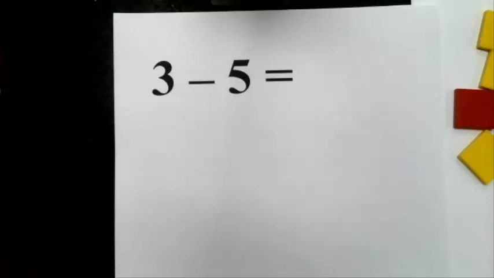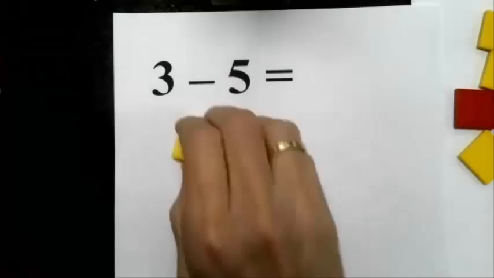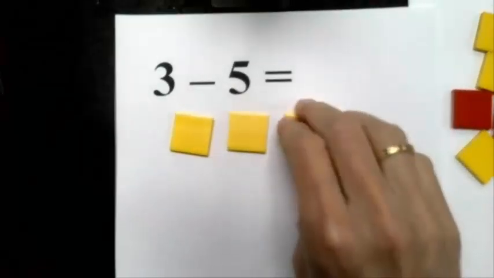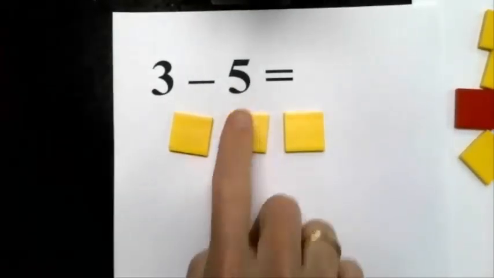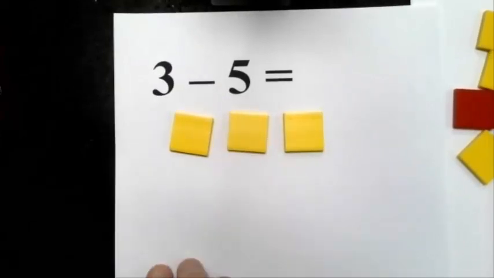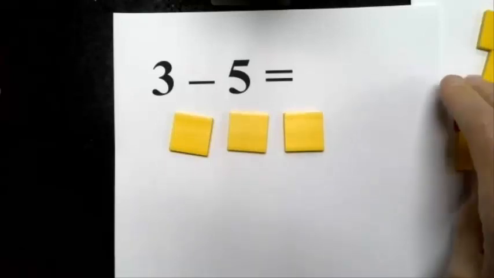Here we have a similar problem. The minuend and subtrahend have traded places. I've got 3 minus 5 now. We build the minuend, which is 3. I need to take away 5. I don't have 5 to take away. I'm going to bring down some pairs from the cloud.